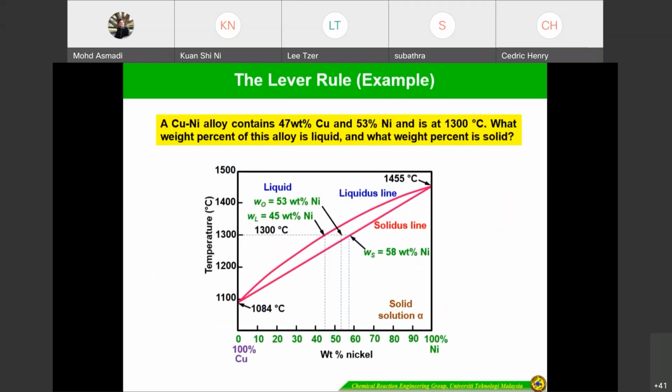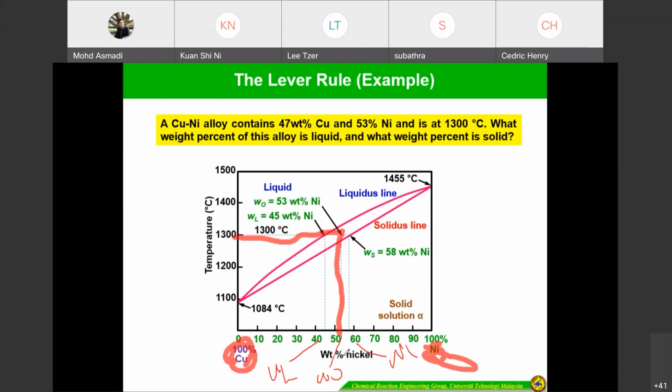Okay, let's see the example. A copper nickel alloy contains 47 weight percent copper and 53% nickel. So this end is 100% nickel, and this one is copper. And it's at 1,300 degrees. What weight percent of this alloy is liquid and what percent is solid? This one is W naught. This one is WL. This one WS.